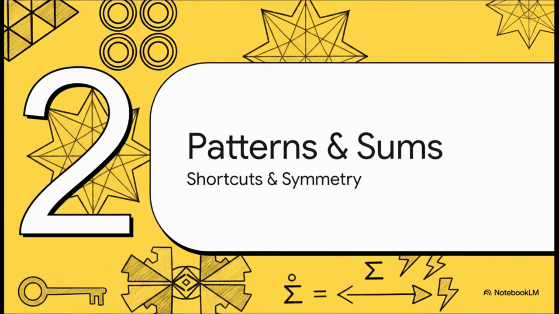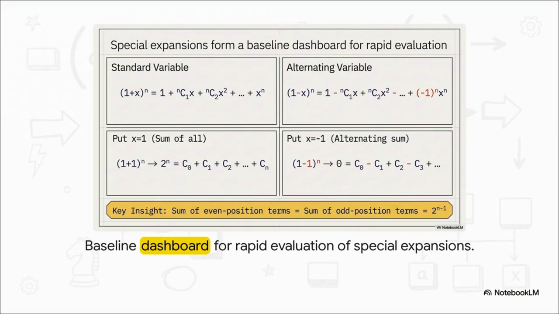Moving on to part two, patterns, symmetry, and sums. When we establish a baseline of special expansions by substituting 1 or -1 for x, we reveal this incredible, beautiful symmetry. The total sum of all coefficients is simply 2 to the power of n. But here's the really wild insight. Because alternating signs perfectly cancel each other out, the sum of just the even position terms perfectly equals the sum of the odd position terms, and both of those yield 2 to the power of n minus 1. Honestly, this shortcut is a massive time saver for summation problems.